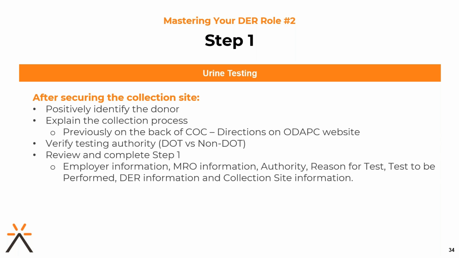Again, you're going to positively identify the donor. You're going to explain the collection process. Now, it used to be a while back, the collection process actually used to be on the back of the chain of custody. So you would turn the back of the chain of custody and there it would be. It's not that way anymore. I've actually included in the handouts those instructions, and even though they're not on there, you need to be able to reference those instructions to the donor. Just taping them on the wall in the bathroom is fine, as long as you can reference them. But definitely you need to make sure you have those with you.